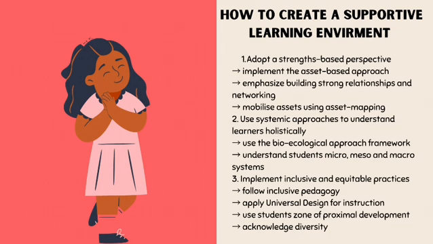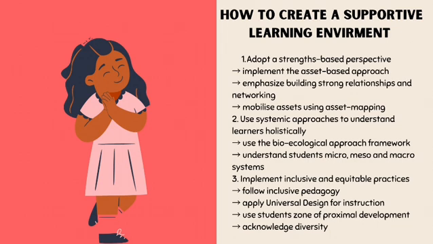Now, we will discuss how to create a supportive learning environment. First, you can adopt a strengths-based approach by implementing, for example, the asset-based approach, which focuses on what the students have rather than what they lack. You can also use systematic approaches to understand learners holistically, meaning that educators can support students by understanding how their learning is influenced by interactions within their micro, meso, and macro systems, allowing for more responsive and inclusive educational practices.